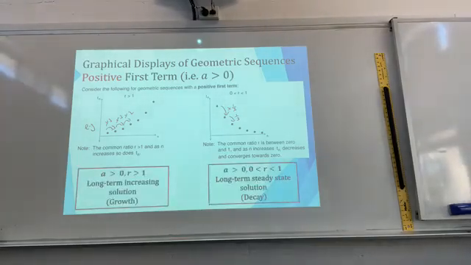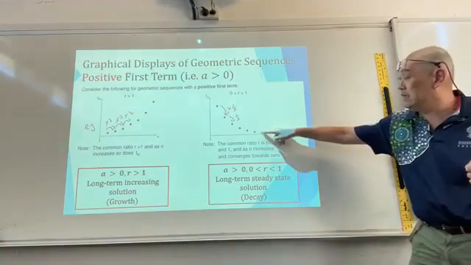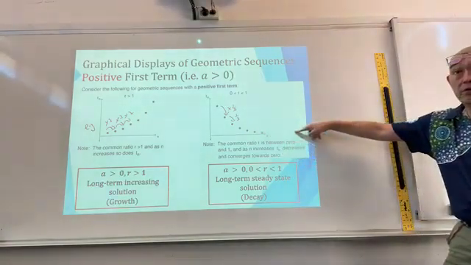A greater than 0, r greater than 0, you've got the long-term increasing solution, which is growth. Whereas when you've got a greater than 0 and r is between 0 and 1, you've got a long-term steady state solution, decay.